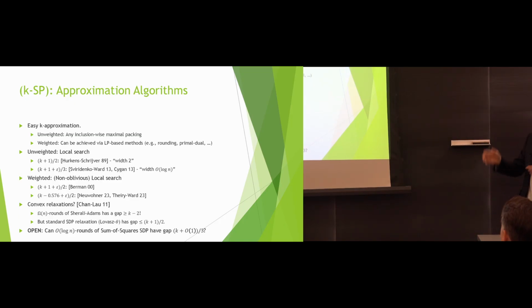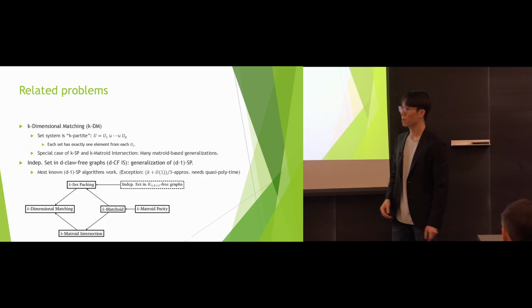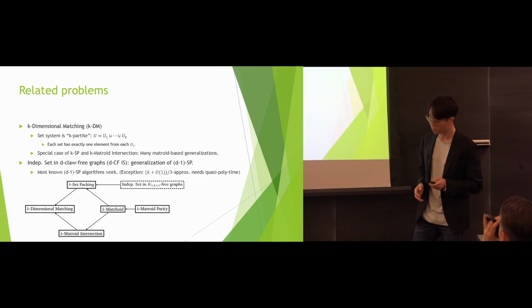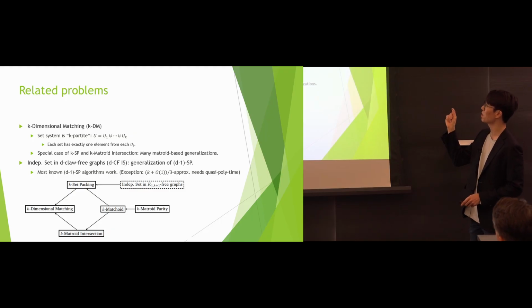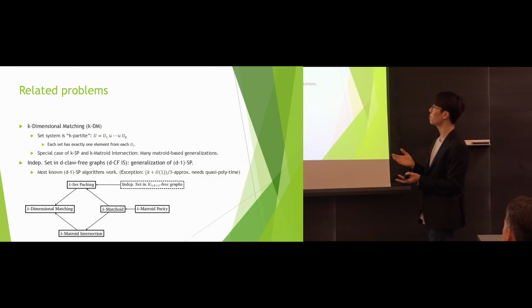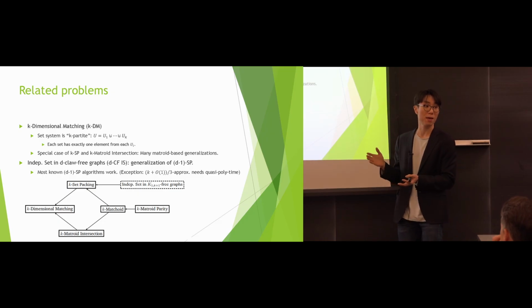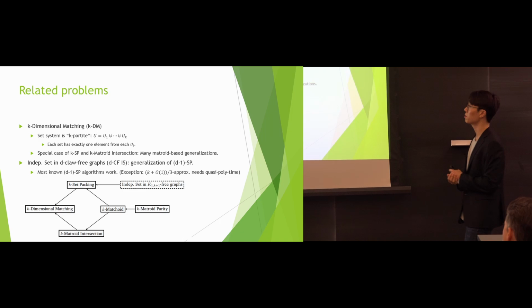Okay, so these are algorithms, and I'm going to talk about the hardness. Any questions here? Good. Okay, and then I just talked about k-set packing, but there are many other problems related to k-set packing. One special case that we are actually going to prove hardness for is called k-dimensional matching. In terms of a hypergraph, it just means that the hypergraph itself is k-partite. So the universe is the disjoint union of sets U1 through Uk, and each set has exactly one element from each Ui. So that's k-dimensional matching.